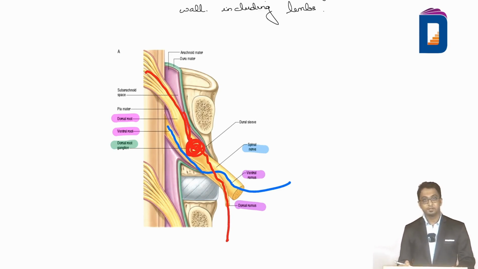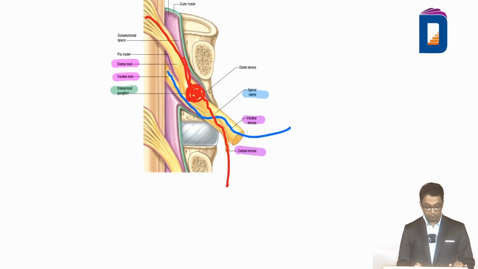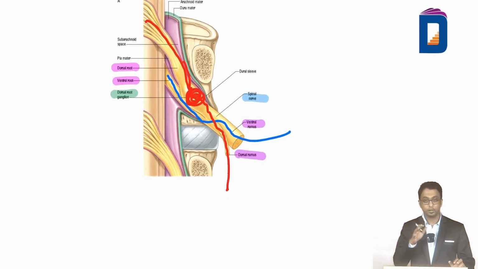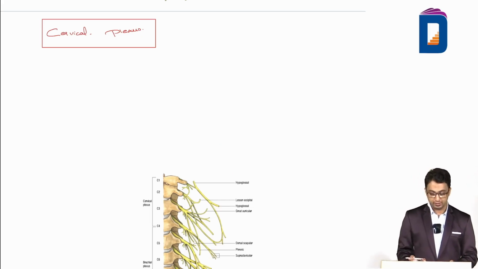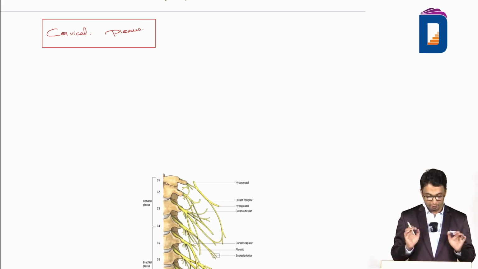So this is the basic structure which I have explained. This is the section of spinal cord. When you view it from the front, you could see this structure out there. Now coming on to the cervical plexus. We have come to the topic of interest now.